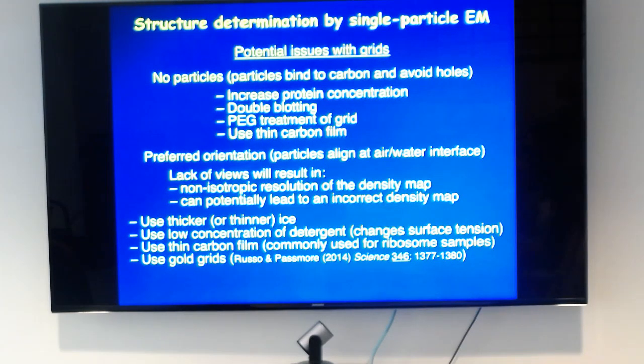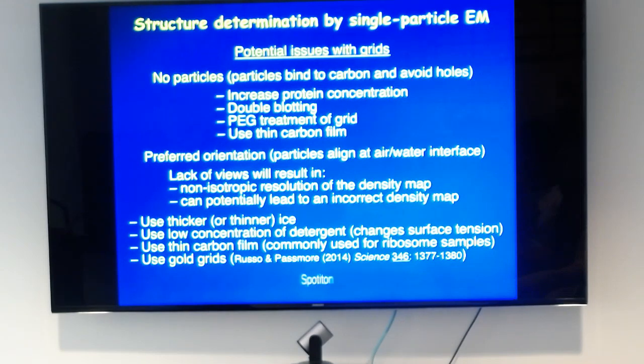You can use thinner or thicker ice. Thinner ice might damage your particle, thicker ice might create too much background, but sometimes it works. What is most often done is you use a low concentration of detergent, which will change the surface tension and will minimize the effect of particles trying to align to the air-water interface. You can use a thin carbon film, and that has been done extensively for ribosomes. You can use gold grids. So these are all ways to try to get different orientations.